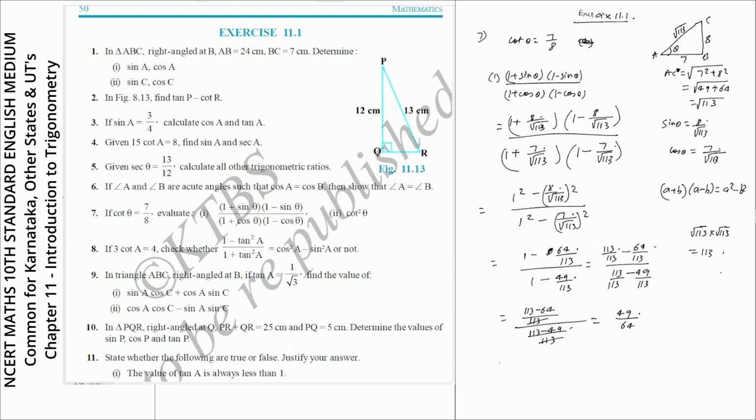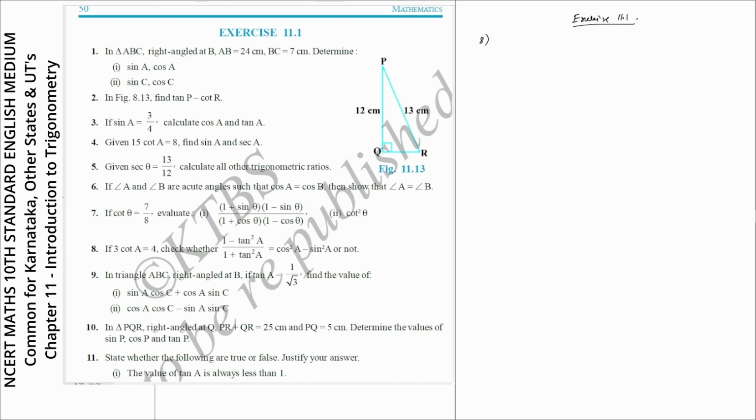Next is cot square theta. So cot square theta is nothing but, cot theta is already given as 7 by 8, so 7 by 8 the whole square. So 49 by 64. And that completes this problem.